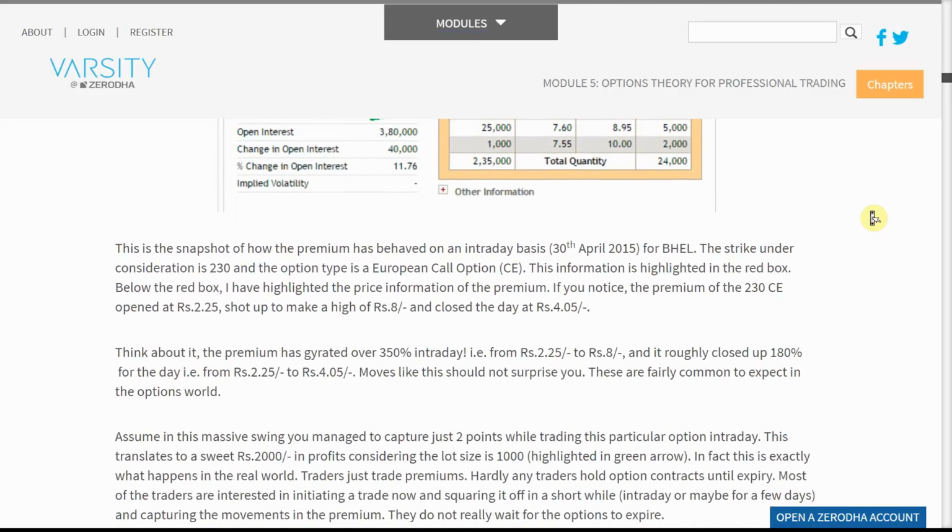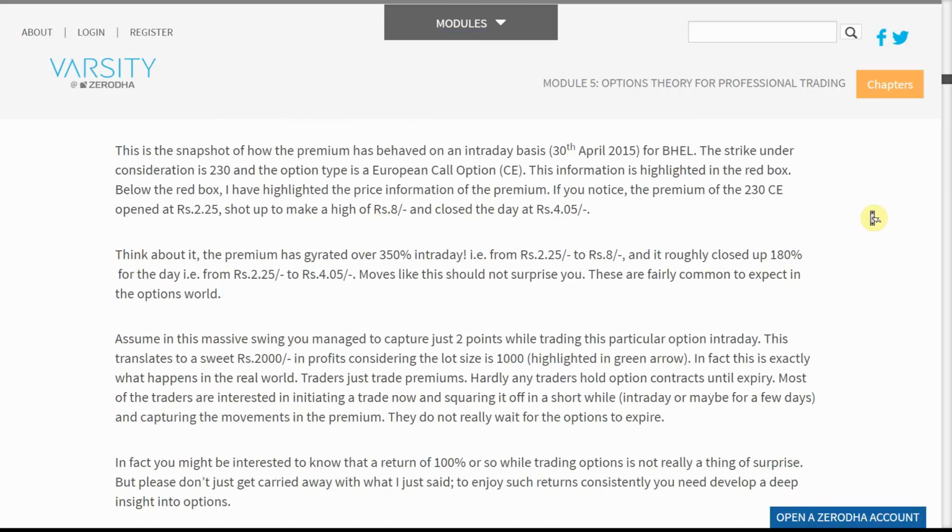The premium has gyrated over 350% intraday, i.e., from 2 rupees and 25 paise per to 8 rupees per. And it roughly closed up 180% for the day, i.e. from 2 rupees and 25 paise per to 4 rupees and 5 paise per. Moves like this should not surprise you. These are fairly common to expect in the options world.